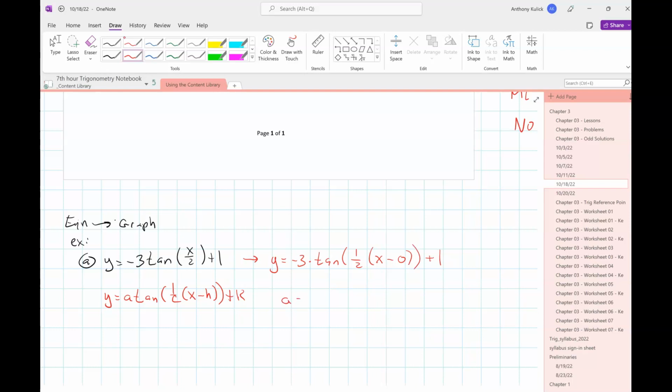So when I do that, I get A is -3, C is 2, H is 0, and K is 1. Everybody okay with that? Again, super important skill that you're able to pull those values for A, C, H, and K from an equation.